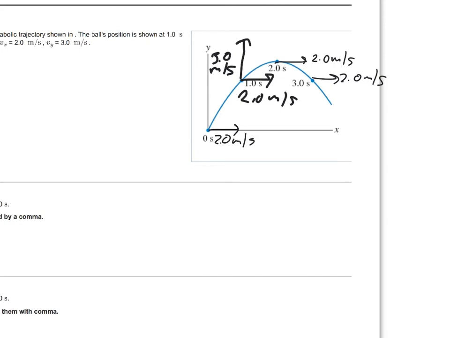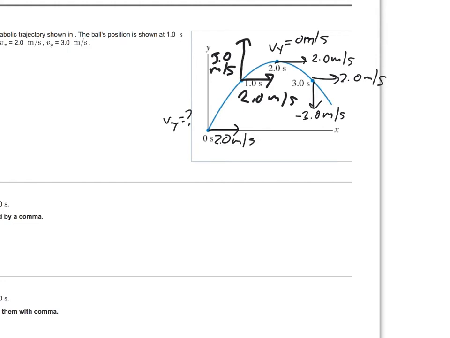I also know that at the peak, my y velocity is going to be 0 meters per second because that always happens at the peak, even if it's on a foreign planet. And I also know that because these two, 1 second and 3 seconds, are at even heights, my y velocity at 3 seconds will just be the negative of at 1 second. So with my concepts, I can fill in a lot of my information. The only thing that's missing here is my y velocity at the start.